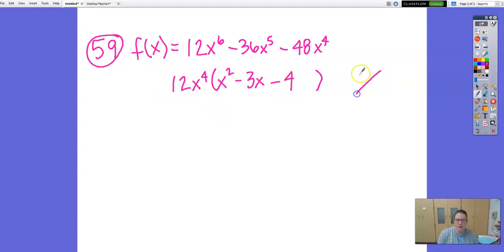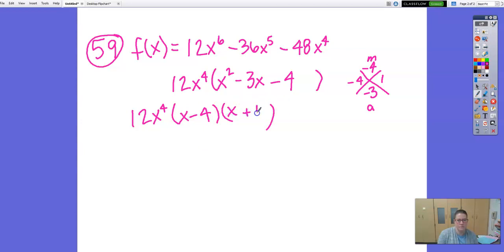So now this piece right here, we need to x factor. So a is 1, and c is negative 4, so if I multiply those together, I get negative 4. b is equal to negative 3, so I'm going to put that right here. Remember, I'm looking for two things that multiply to negative 4 and add to negative 3. So that would just be negative 4 times 1. Negative 4 times 1 is negative 4. Negative 4 plus 1 is negative 3. So let's go ahead and write that in factored form. So I still have that 12x to the 4th out front. This middle piece is going to become x minus 4 times x plus 1.